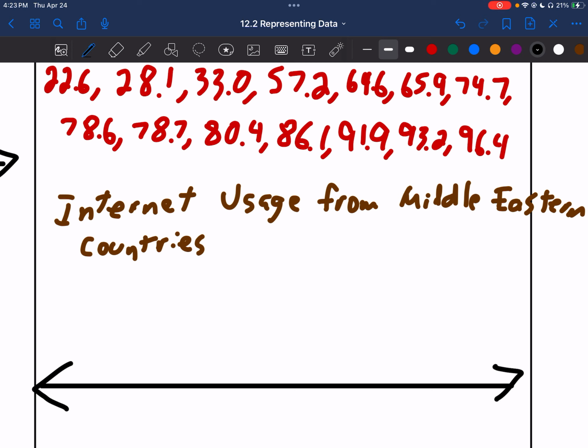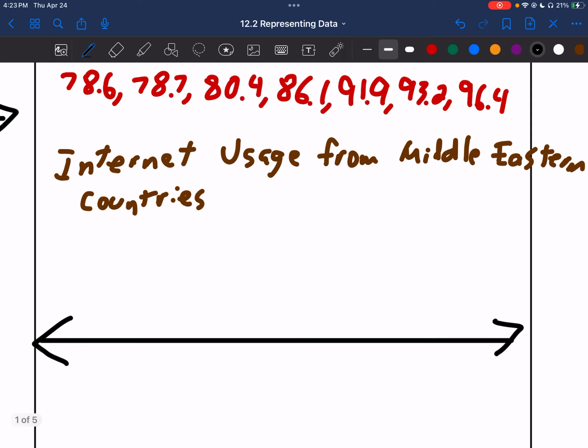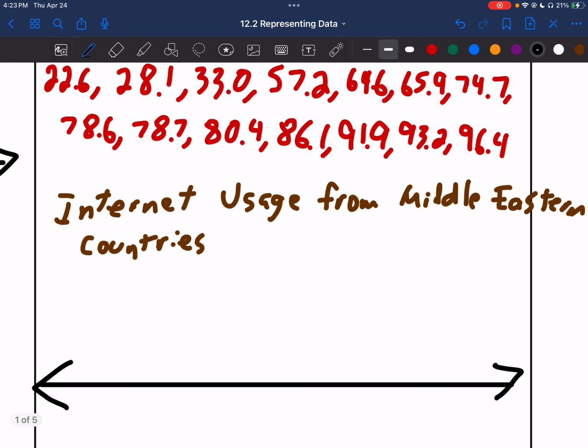So in this case, we've got a lot of decimals. And if you did a dot plot for every single one of these values, then it's going to be a mess because we're going from 22 to 96. So what we're going to do is we're going to do ranges.